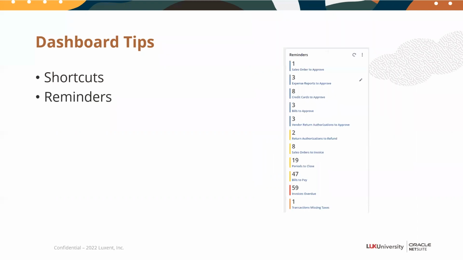All right. The next thing that you can use are reminders. This is a really powerful tool that's powered by saved searches to drive to-dos or tasks. NetSuite comes with many that are right out of the box, but Luxent can also help you design custom reminders for your role or department. You can also customize the look of reminders through color coding. You can see how these are color coded in this example I have here.